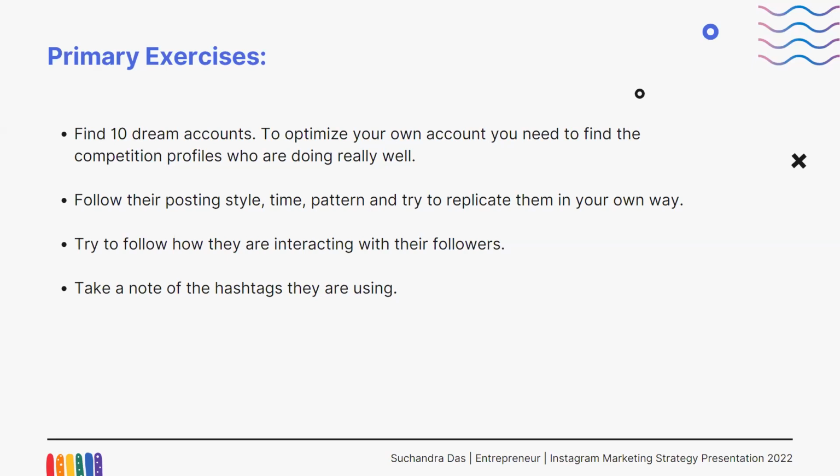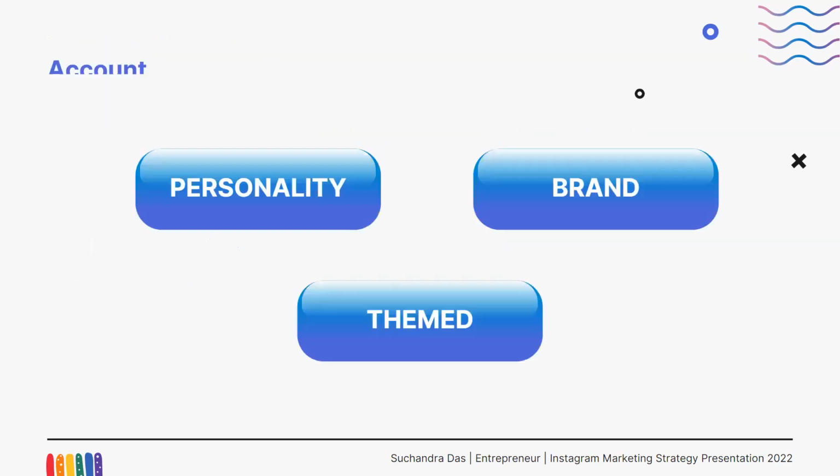They have already reached a place, so if we go to those profiles and click any one of their posts, we'll see that there is a picture or a video and some writing, and then they have given some sort of hashtags. So we need to keep a note of those hashtags and use them in our own posts. These are the primary exercises that we can do. Maybe we'll write it down in Word, Excel, something like that, which is going to help us optimize our Instagram profile.